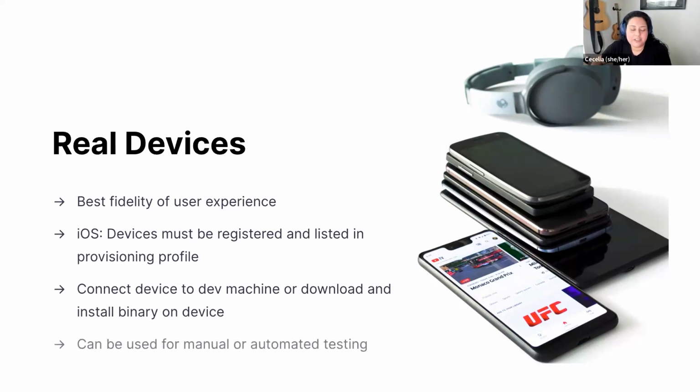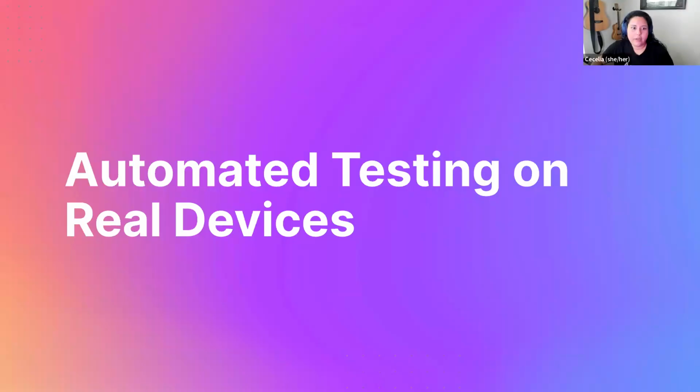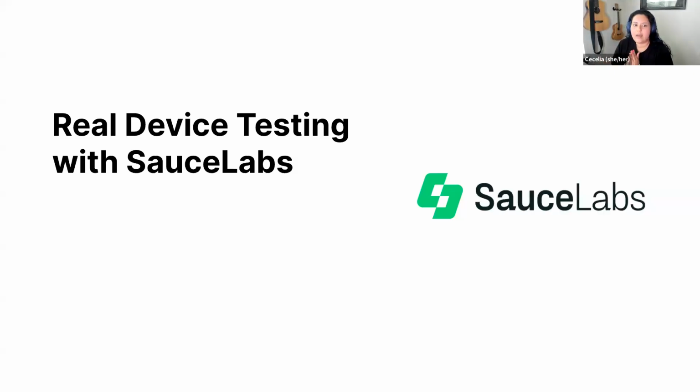Real devices, just like virtual devices, can be used for manual or automated testing. A lot of times you think of real devices with manual testing, but it is possible to also automate testing on real devices using what we refer to as a device farm. So we're going to talk next, and dig into some examples of how you can automate testing on real devices. We're going to do that using Appflow and Sauce Labs.